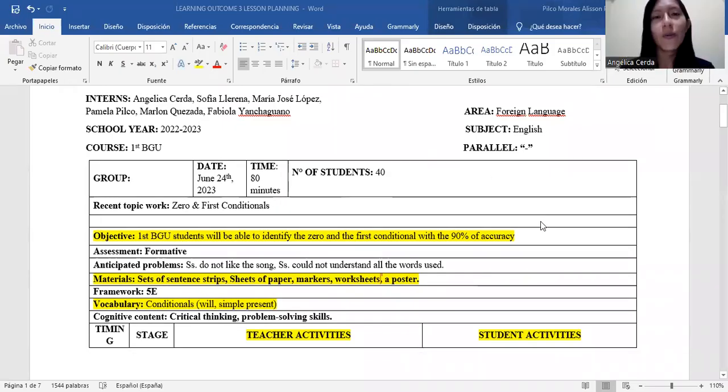Good night, teacher. Today we are going to present our lesson plan about the zero and first conditionals. To develop this, we have used the 7 main components that we have learned.